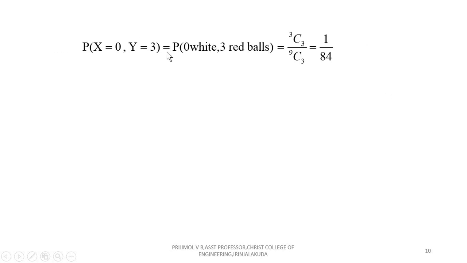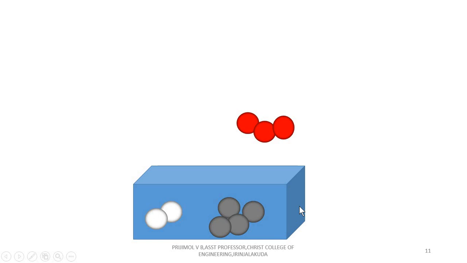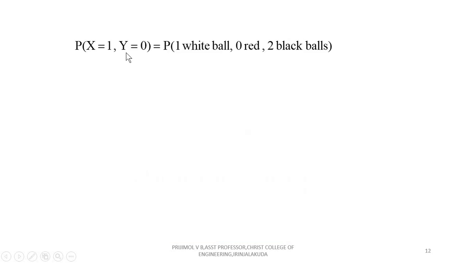Probability of x equal to 0, y equal to 3. That is 0 white and 3 red balls. So here we are not at all taking black balls. From these 3 red balls we are taking all the 3 outside. So this can be done in 3C3 ways, that is the probability is 1 by 84.